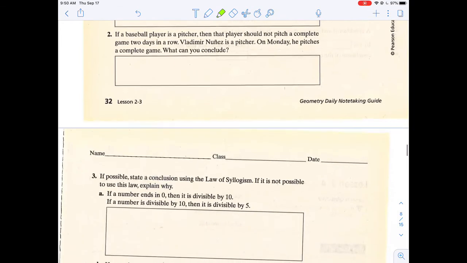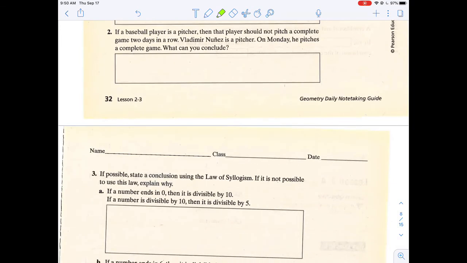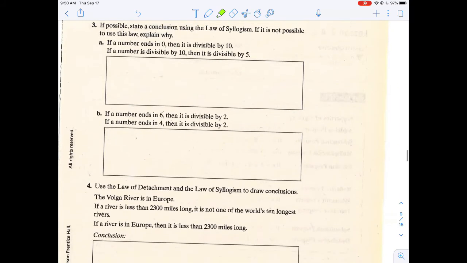Okay? Then number 2, if a baseball player is a pitcher, then that player should not pitch a complete game 2 days in a row. Vladimir Nunez is a pitcher. On Monday, he pitches a complete game. What can you conclude? Because you were given all this information, what do you know? Then, number 3, if possible, state the conclusion using the law of syllogism. If it is not possible, explain why. Okay. Remember, the law of syllogism, the conclusion of the first statement has to be the same as the hypothesis of the second.